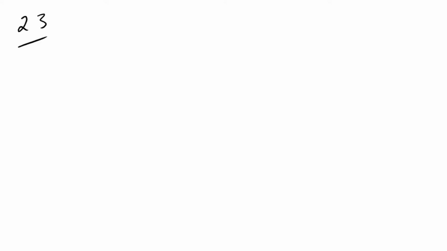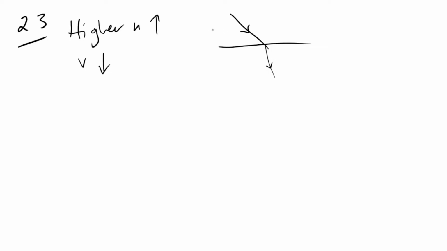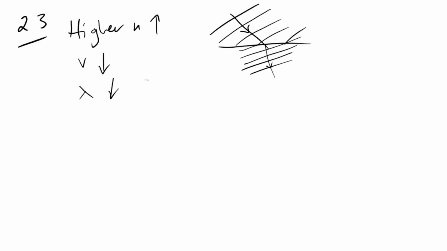Okay, 23. What would happen to v, f and lambda if a wave goes from optically less dense to more dense? So more dense means a higher refractive index. So that means velocity goes down. So of course we'd end up with the ray going towards the normal, so the rays would start to bunch up like that. So the wavelength also goes down, but because we know that v equals f lambda or c equals f lambda, if v goes down and wavelength goes down, that means the frequency doesn't change. So the answer is C.